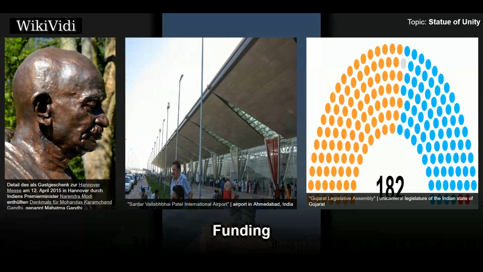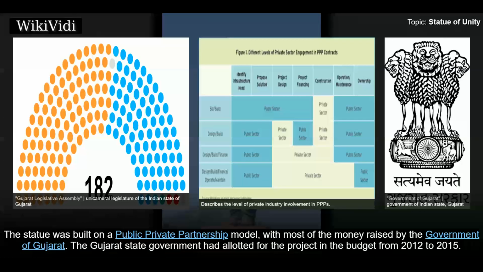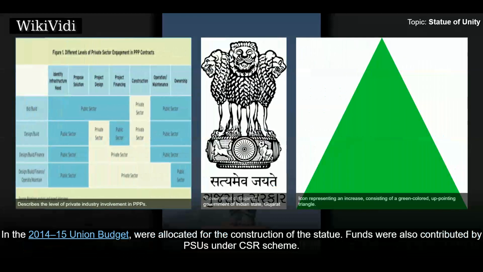Funding. The statue was built on a public-private partnership model, with most of the money raised by the government of Gujarat. The Gujarat state government had allotted for the project in the budget from 2012 to 2015. In the 2014-15 union budget, were allocated for the construction of the statue. Funds were also contributed by PSUs under CSR scheme.